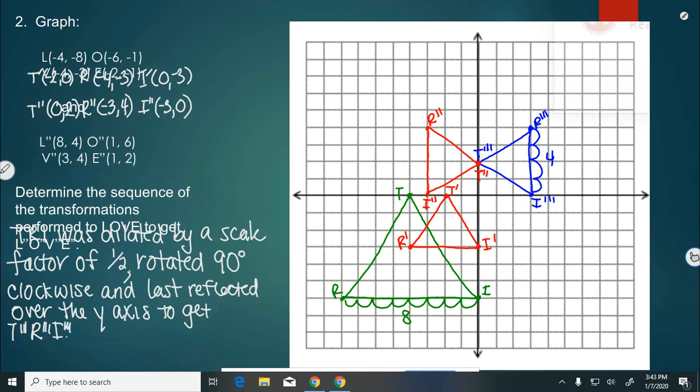Okay, so that's a lot more work. Whenever you have one where obviously a dilation occurred, I would say do the dilation first. It makes it a little bit easier.